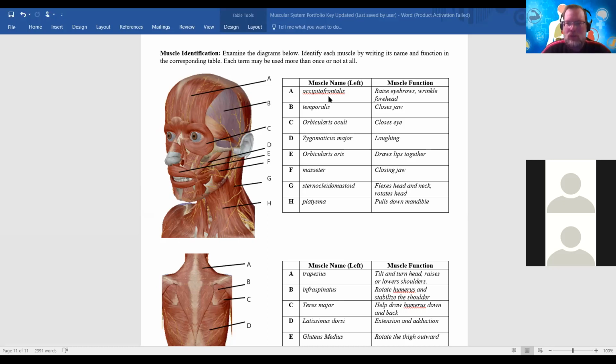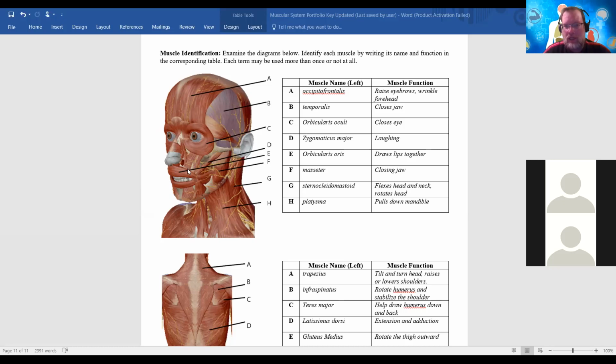All right. So occipitofrontalis. Letter A is pointing to the occipitofrontalis, specifically the frontalis muscle, so you could have either one of those for that. You could even have epicranius potentially, and that one wrinkles the forehead or raises the eyebrows. And then we look at the temporalis muscle for letter B, which elevates the mandible or closes the jaw. And then we see the two orbicularis muscles, letter C and letter E. One is the oculi, one is the oris.